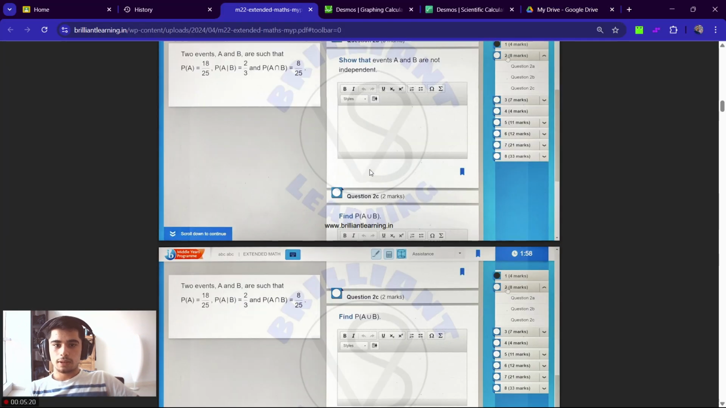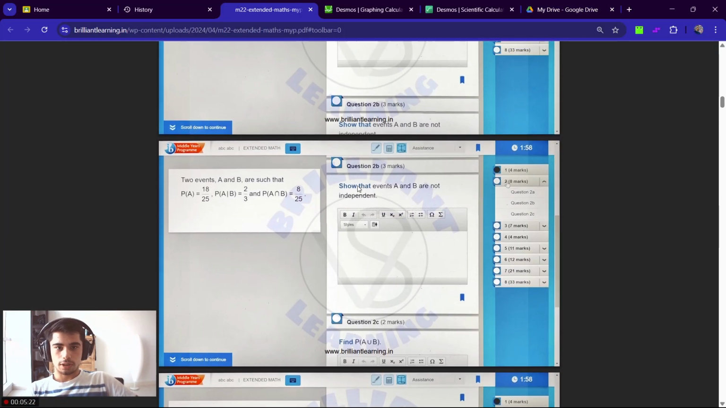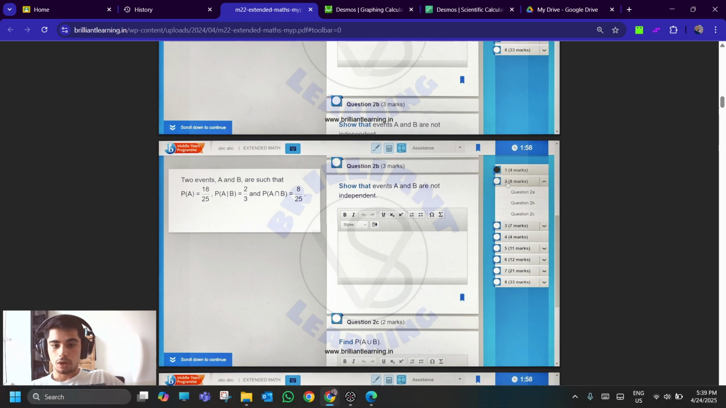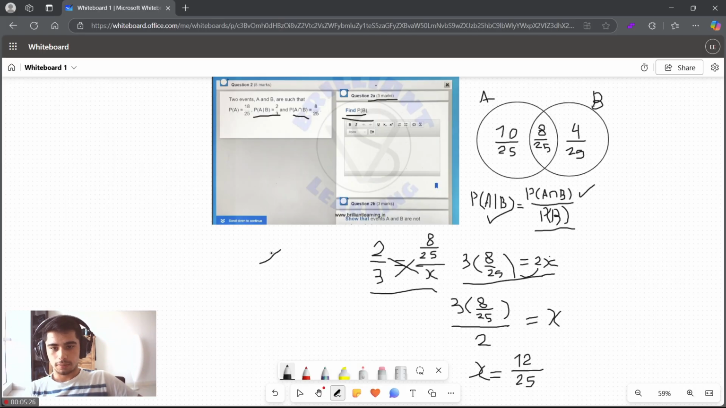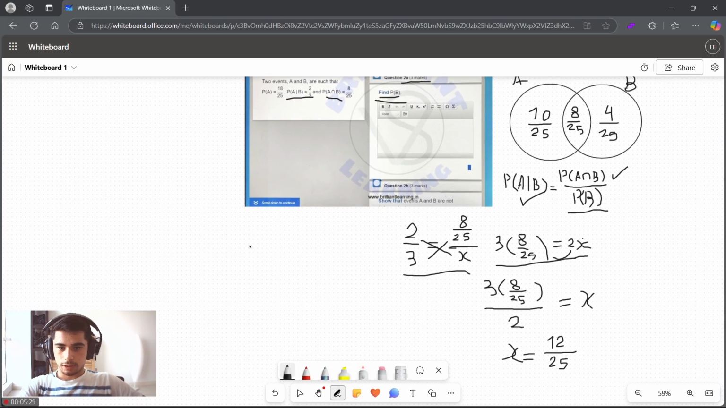But if you want to go to the next question, which is 2b, to show that they're not independent, that one's even easier because this formula is also in the booklet. If something is independent, it has to be P(A) times P(B) is equal to 8 over 25.